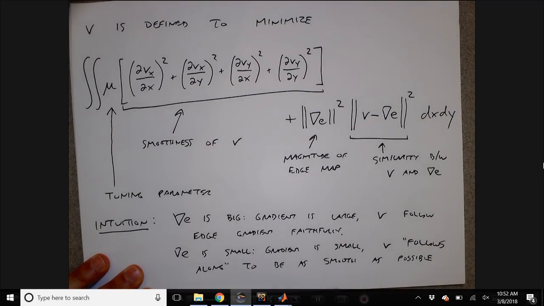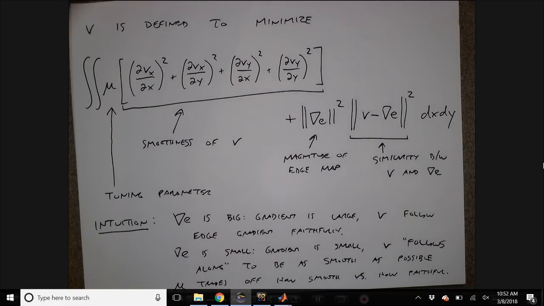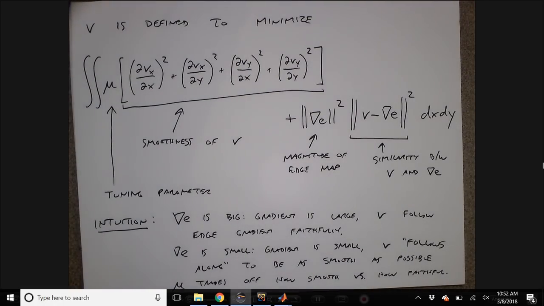And then this mu trades off how smooth I am versus how faithful I am. Just like in real life. Okay, so this works a lot better than the previous case, since now the strong image edges are going to diffuse out to the rest of the image. So let me just show an example of that to make it clear what we're talking about here.